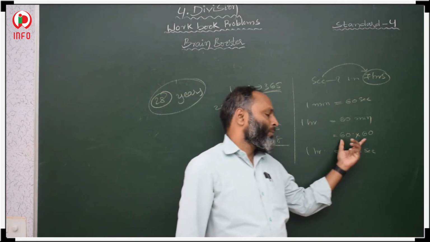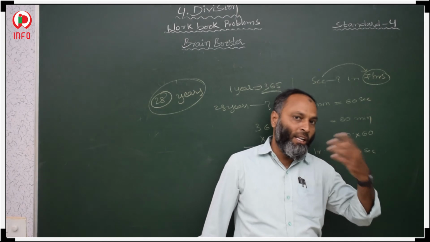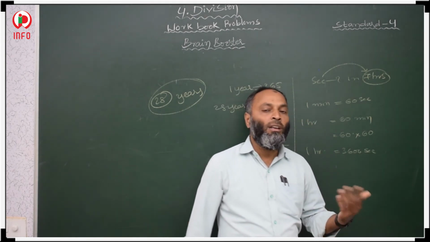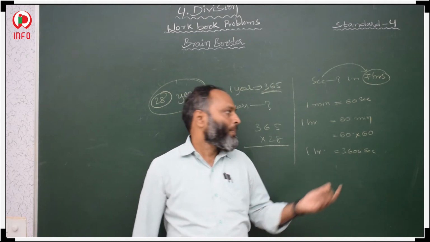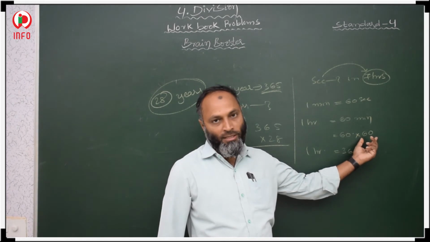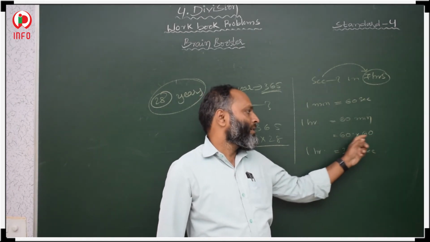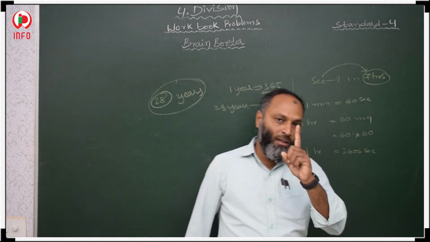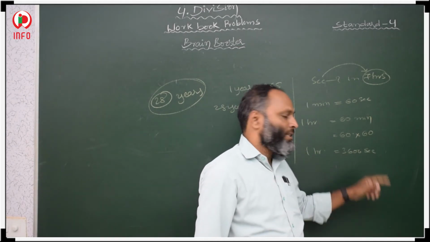So in short, multiplication. So we learn continuous addition. If continuous addition is there, how to use it in the simplest way? 60 minutes, 60 times we are adding. So here we have to take 60 into 60. The product is 3600. In 1 hour we have 3600 seconds.